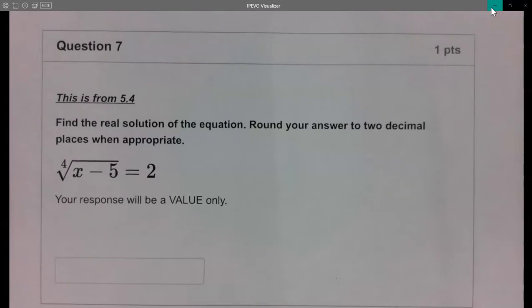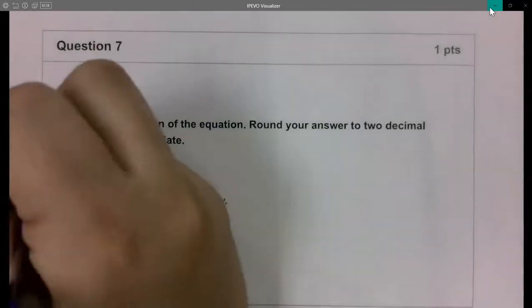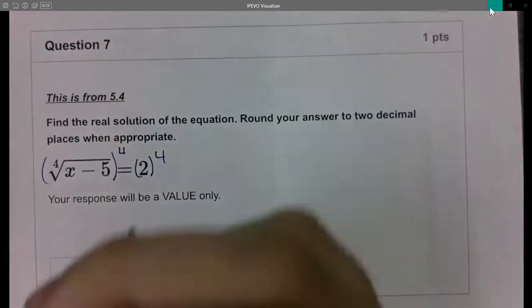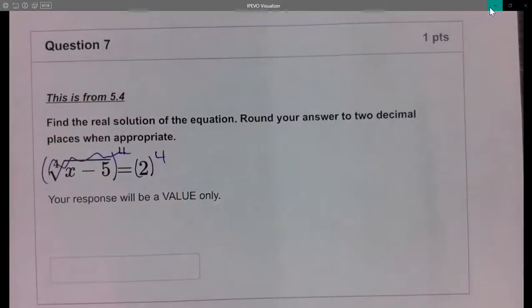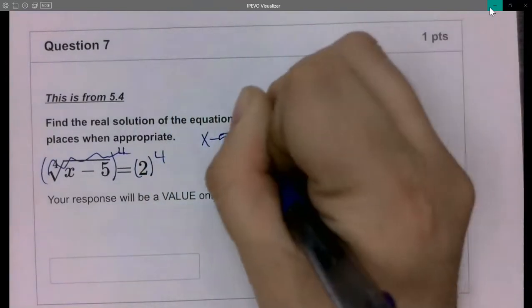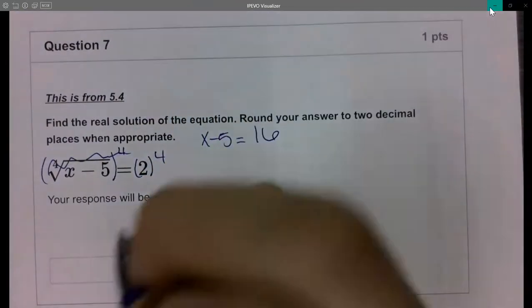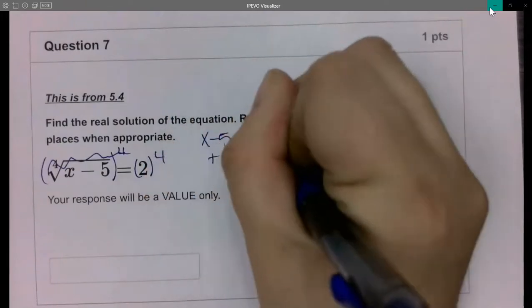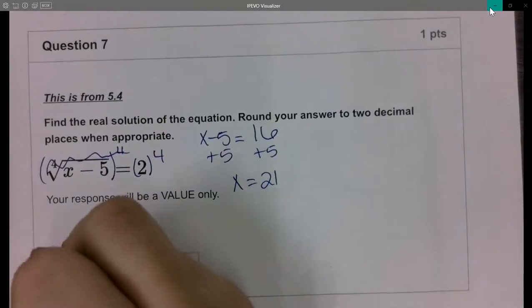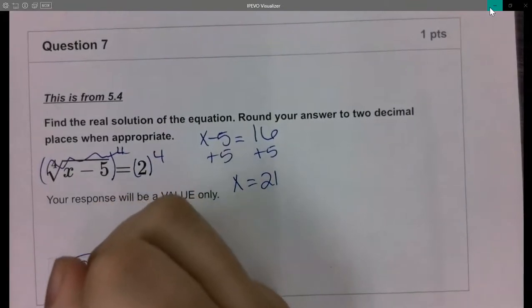Now number 7 wants me to go ahead and solve this one. So I want to get rid of this fourth root by raising it to the 4th power on both sides. The root is going to cancel out with the exponent, and I am left with x minus 5 equals 2 to the 4th power, which is 16. Then I want to go ahead and add 5 to both sides, and I get x equals 21. So my answer here is just 21.